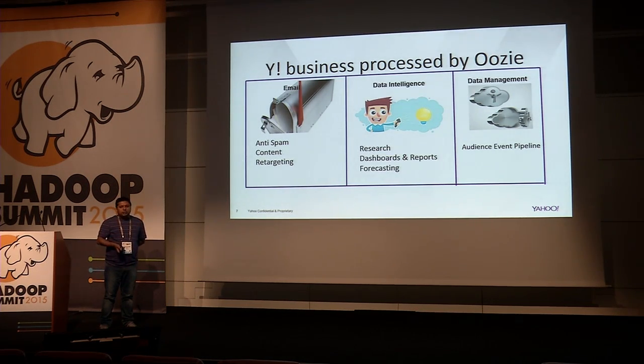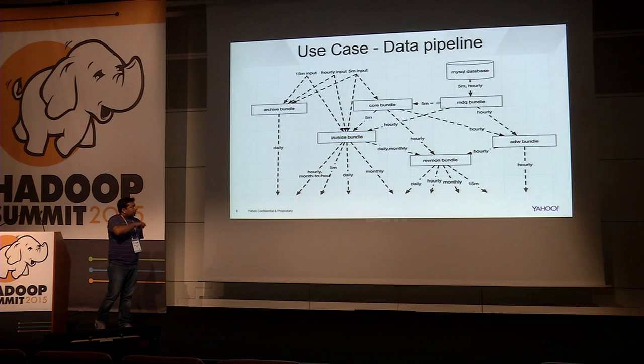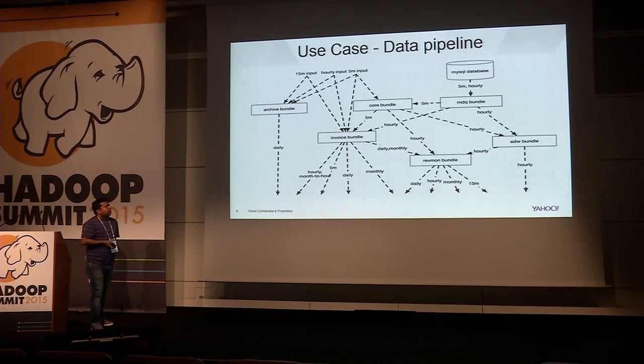In the data analysis category, research folks use Oozie a lot. Oozie is used for dashboards and reporting, and for forecasting. In data management, the data pipeline team also uses Oozie, and we'll see one of the live examples of a data pipeline. This is one of the live examples of how Yahoo uses Oozie. This is a fairly complex use case, not the most complex, but one of the complex use cases.